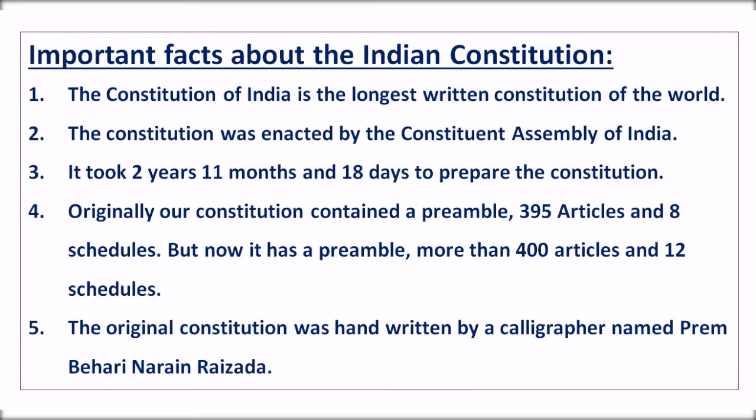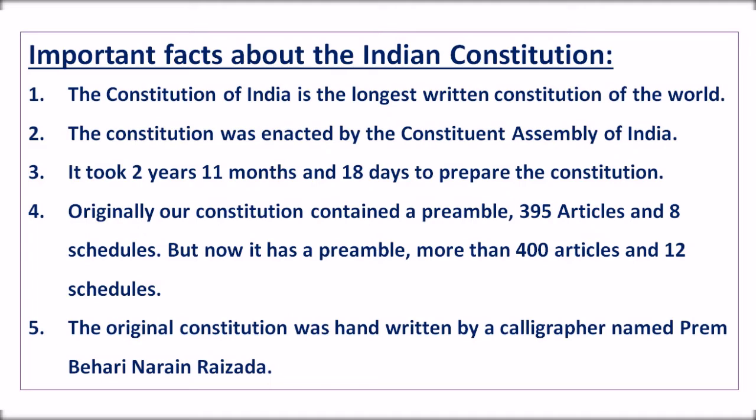Important facts about the Indian Constitution. Point number 1, the Constitution of India is the longest written constitution of the world. Point number 2, the Constitution was enacted by the Constituent Assembly of India. Point number 3, it took 2 years, 11 months and 18 days to prepare the Constitution.